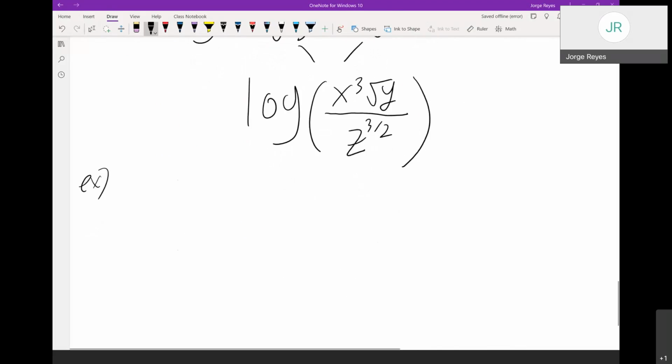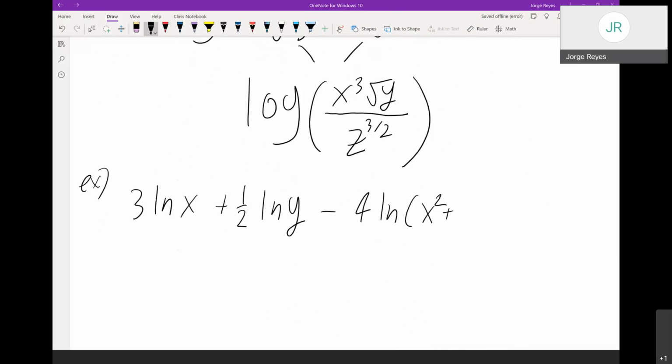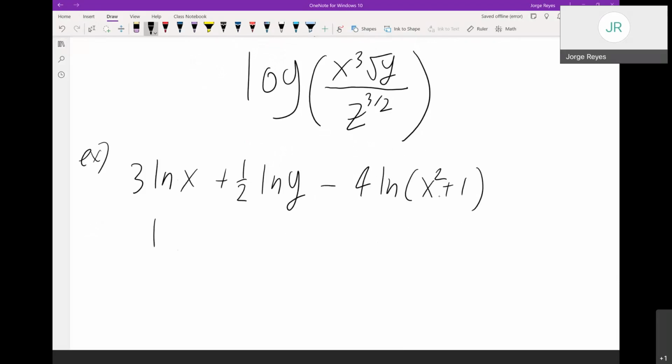So here I'm going to have 3 log x plus 1/2 log y minus 4 natural log x squared plus 1. All right, and let's see what happens here. Okay, so I'm going to use the power rule first, because I'm doing basically everything in the opposite order.